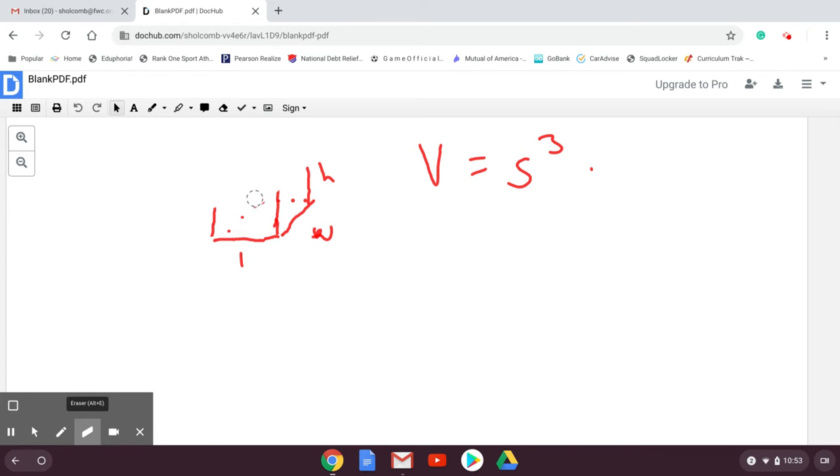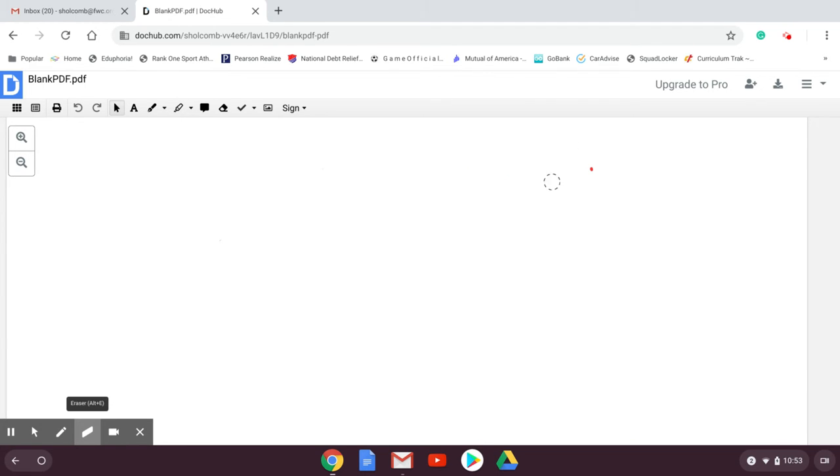So keep in mind with all volume calculations, you're going to need to make sure that your answers are cubed. It should show up on Math Excel as well. I don't think it'll be that big of an issue.